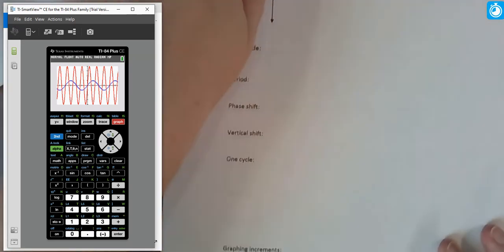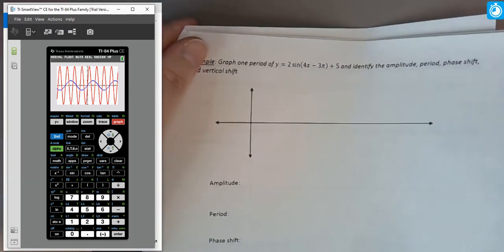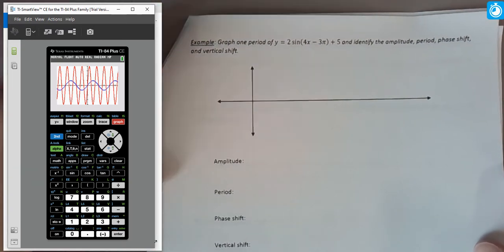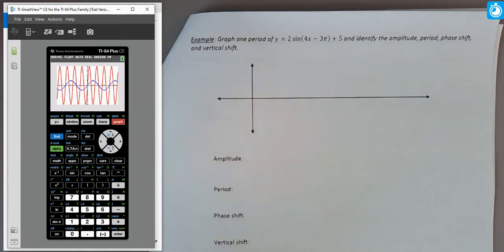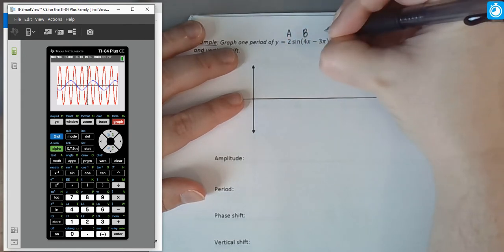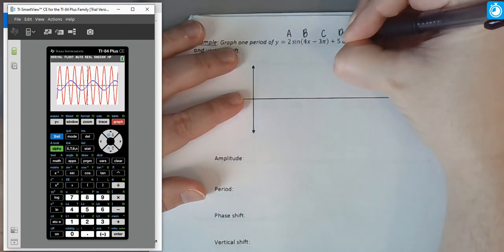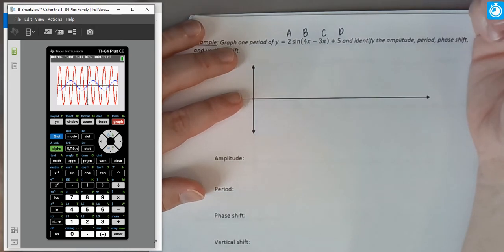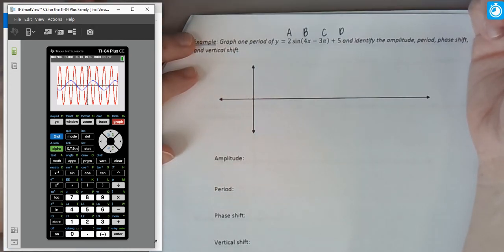Okay, let's look at another one. Now we haven't seen a vertical shift yet, so let's look at one with a vertical shift. Okay, so we want to graph one period of this function. Y is equal to all of this, 2 times the sine of the quantity, 4x minus 3 pi, plus 5. So we have an A, we have a B, we have a C, and we have a D here. All 4 different transformations are represented.